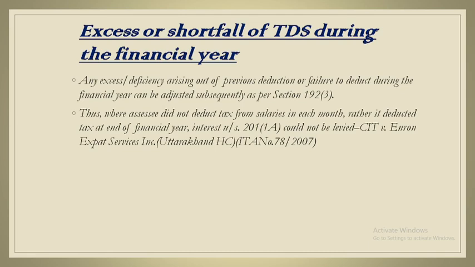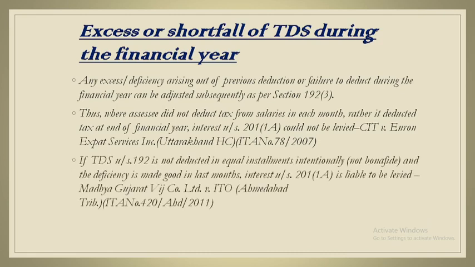CIT versus Enron Expat Services Incorporated, Uttarakhand HC, ITA No. 78/2007. If TDS under Section 192 is not deducted in equal installments intentionally, not bona fide, and the deficiency is made good in last months, interest under Section 201(1A) is liable to be levied. Madhya Gujarat Vij Company Limited versus ITO, Ahmedabad Tribunal, ITA No. 420/AHD/2011.